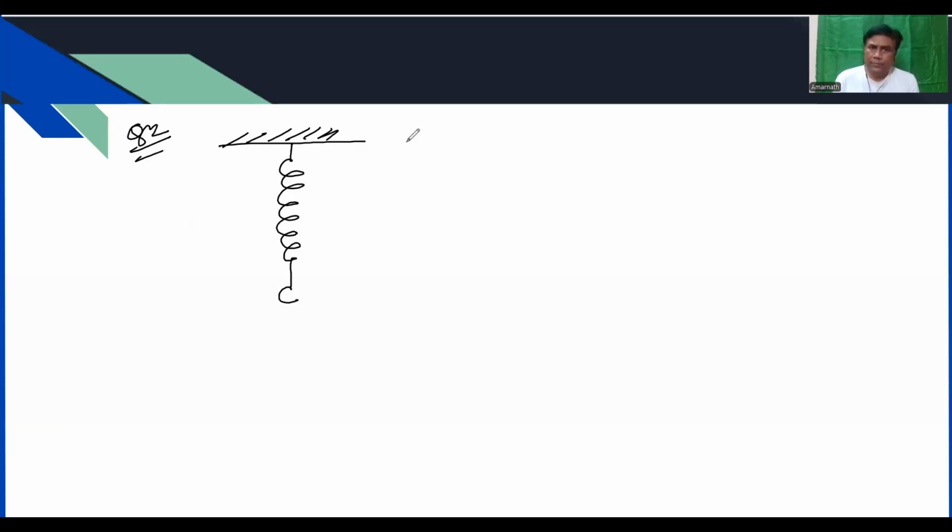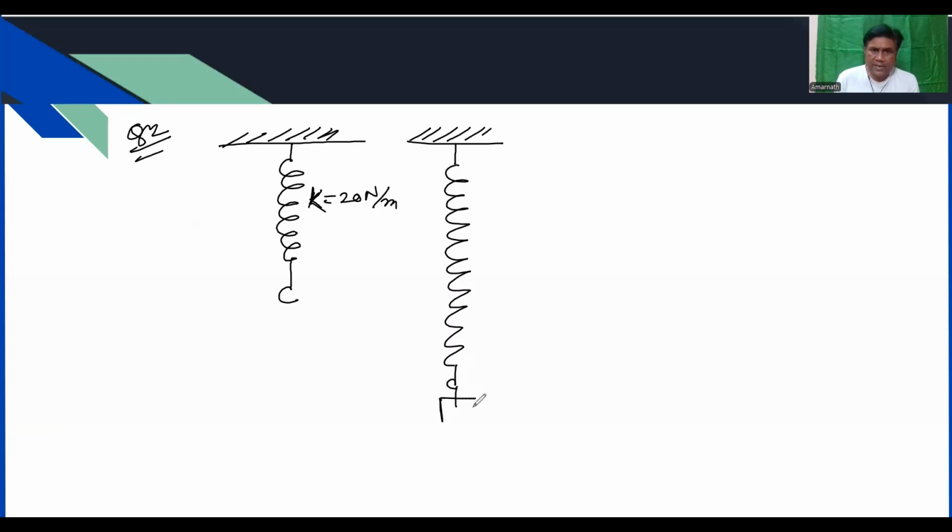If they are not said anything, so always you will take that mass of the spring is 0. Now what I do, the spring constant is 20 Newton per meter. Okay, that K value is given in the question. Now what I do, I just suspended an object of 10 kg. So now my question is, what is the extension of the spring? Okay, what is the extension from the natural length?